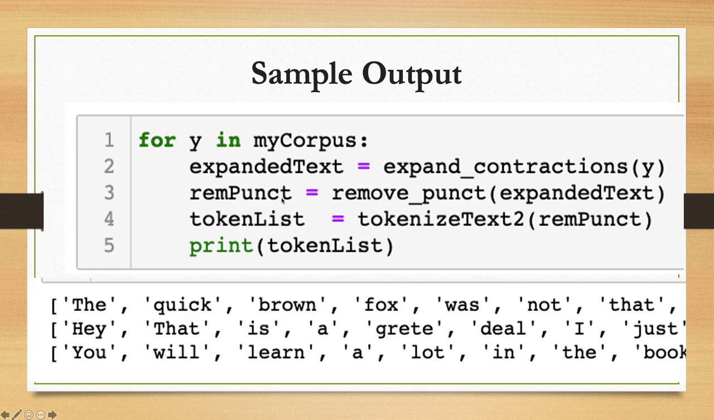So what happens here, we iterate through our corpus, and then we have here an expanded text. When we establish the algorithm, given the text, you try to expand your text first. As per observation, "was not" is already here.